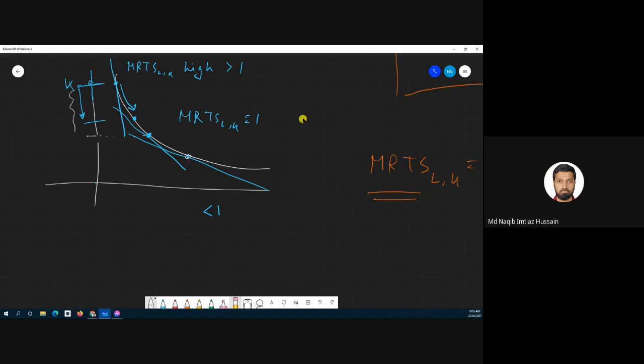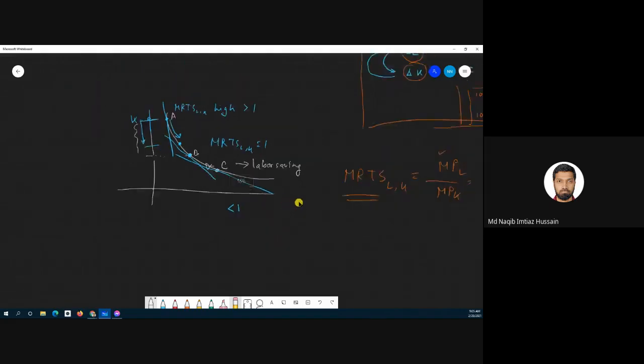And if you operate here, let's say this is your point A and this is B, C, if you operate here, your MRTS LK will be what? Labor saving. Yeah? So you will be traveling in this direction. Okay, so if you are operating at point B, that means on this curve at this point you don't have any bias towards any labor saving or capital saving point. Okay, is this understood?